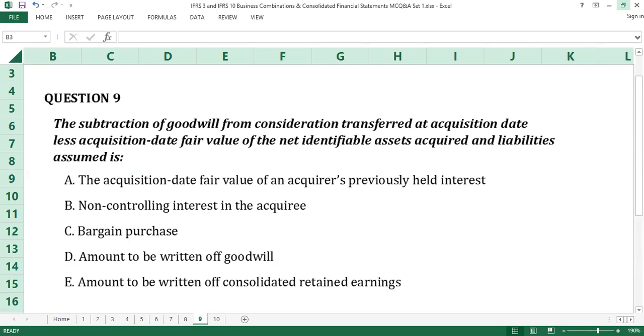Time up. The answer to question number 9 is B, non-controlling interest in the acquiree. The question is about the formula for determining goodwill. The rearrangement of the formula for determining goodwill reveals B as the answer to question number 9. B is the answer to question number 9.